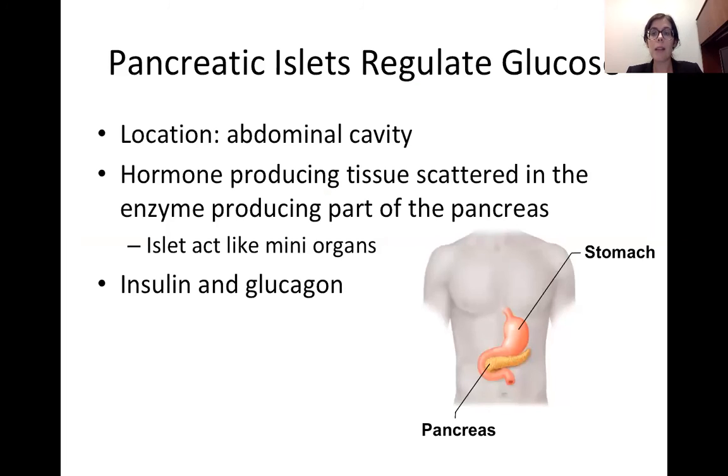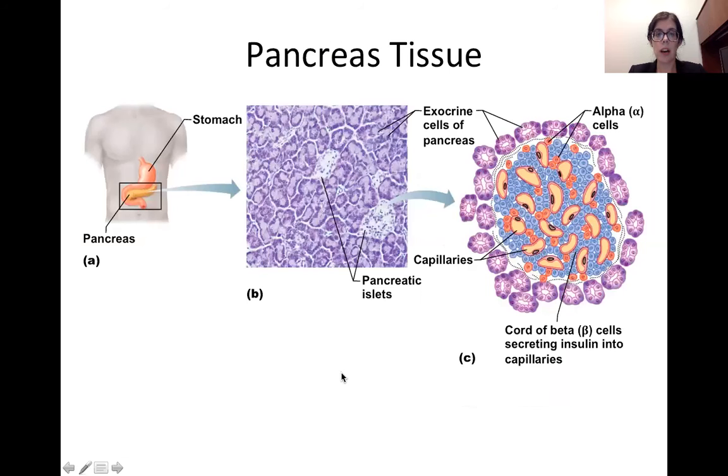Okay, let's talk about the last little bit of hormones here, the pancreatic islets. These regulate blood glucose levels. They're located in your abdomen, and the hormone-producing tissue here is scattered throughout the pancreas, whose main job is to make enzymes. So the islets act like mini organs in a bigger organ, and they make insulin and glucagon.